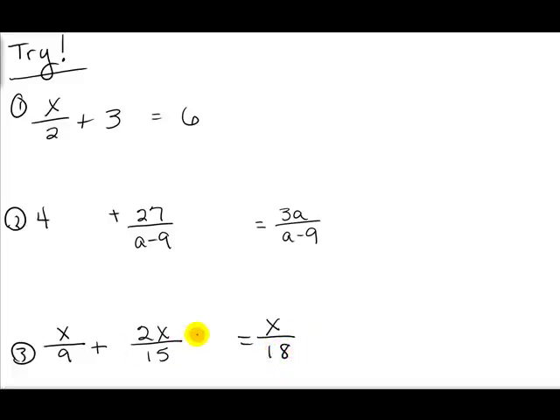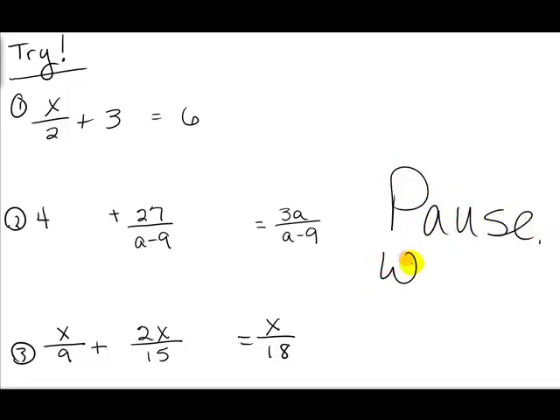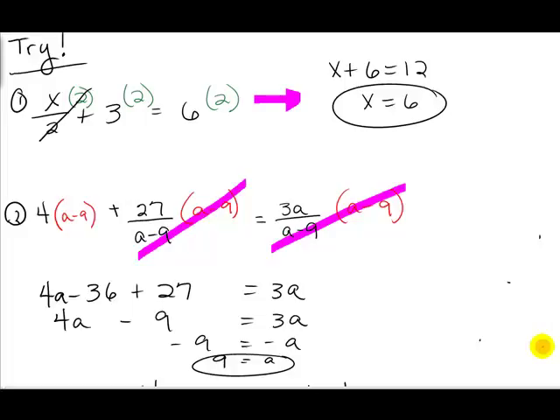Okay? So now go ahead and pause and work. And then when you're done, hit play again. And you'll come back and I'll have all the work written out for you. Okay, so on the first one I mentioned that 2 was going to be your LCD, so we multiply everything by 2. It cancels here and we're left with x plus 6 equals 12. Subtract the 6 from both sides and we get 6.